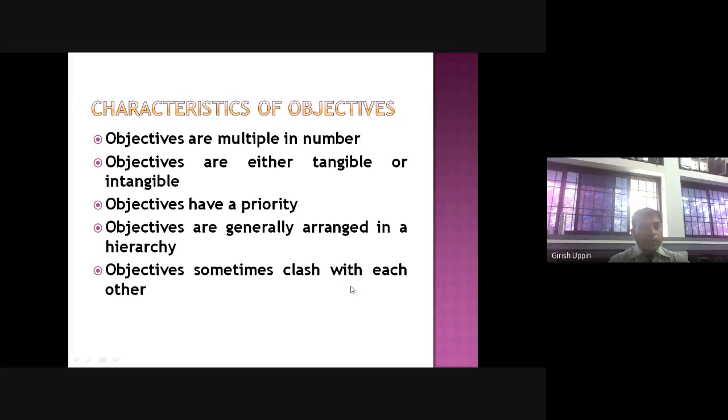Objectives sometimes clash with each other, so there could be chances that one objective might clash with another, meaning there might be a conflict between what one objective says and what the other objective says.